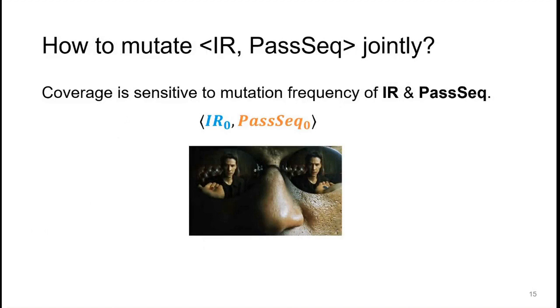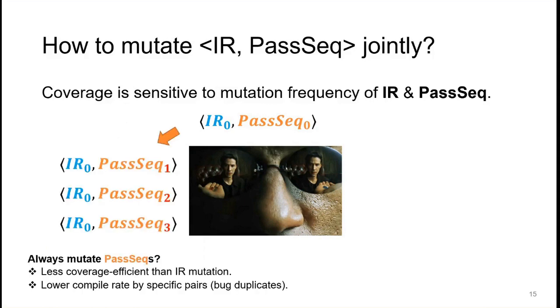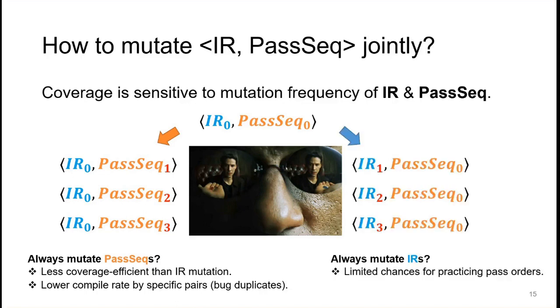So now we know how to mutate IRs and pass sequences individually. The next question is how to mutate them jointly to achieve higher coverage efficiency. If we just always mutate the pass sequences, the limitation is that many pass orders could have similar effects for the same IR, which is not coverage efficient. Another problem is that specific pass orders could always be producing the same bug, resulting in a lot of bug duplicates and a low compile rate. On the other hand, if we always mutate IRs, the problem is that only limited pass orders will be exercised.